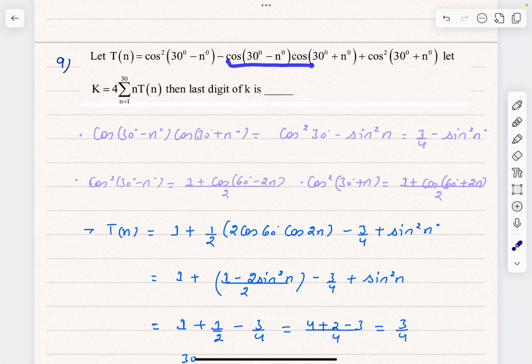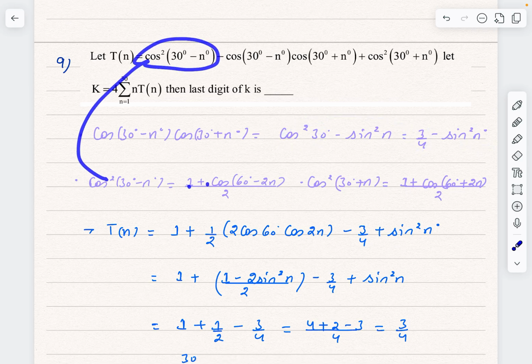See this term, cos(30 minus n) cos(30 plus n). We can use cos(a minus b) cos(a plus b), that is cos square a minus sine square b. So cos square 30 will be 3 over 4 minus sine square n degree. And cos square theta we can write as (1 plus cos 2 theta) by 2, and same thing here, (1 plus cos 2 theta) by 2.